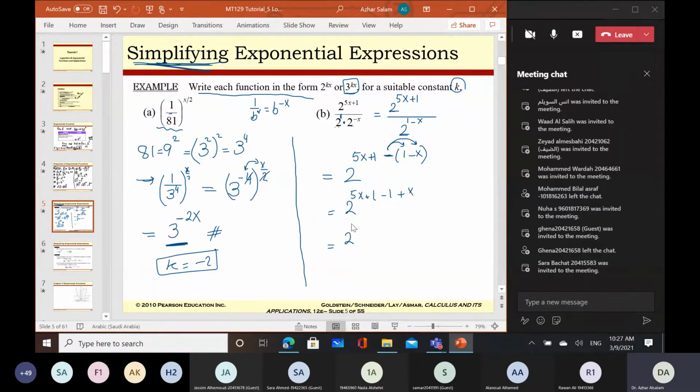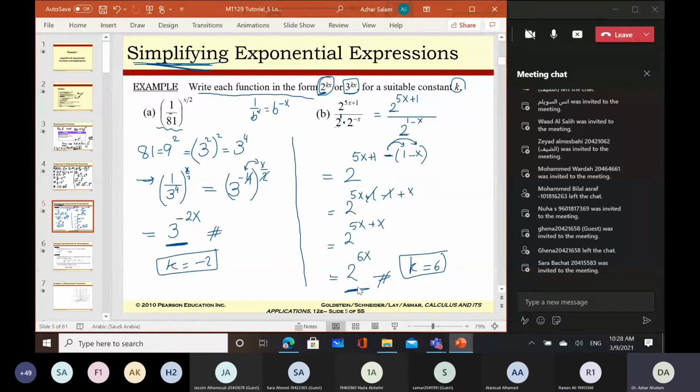which is equal to 2 to the power 5x. I have here plus 1 minus 1. We'll delete it together, and I have plus x. Okay, 5x plus x, I have 6x. I add 5 plus 1 equal to 6. So I wrote it in the form 2 to the power kx, and k here is equal to 6. Okay, this is the final answer or the required answer.